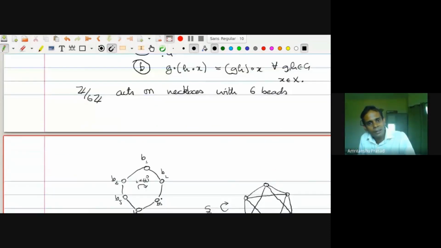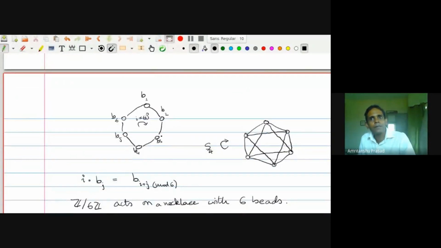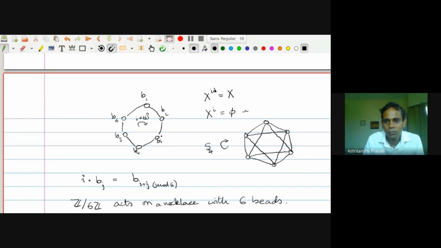Okay, so in this necklace action, if you take the identity, then nothing is moved by it. So X of identity is always all of X. This is true for any group action. But in this case, X of i is empty if i is not equal to 0. No bead is left invariant by a non-trivial element of this group.